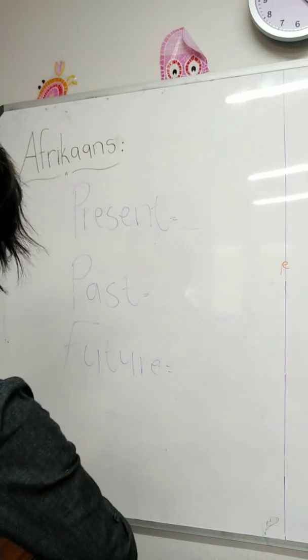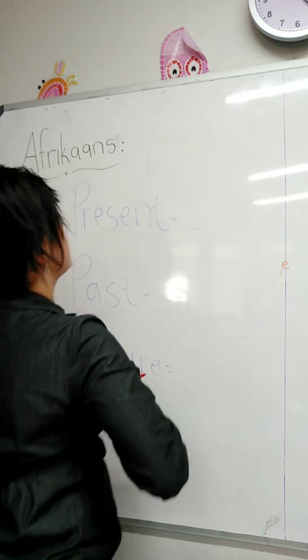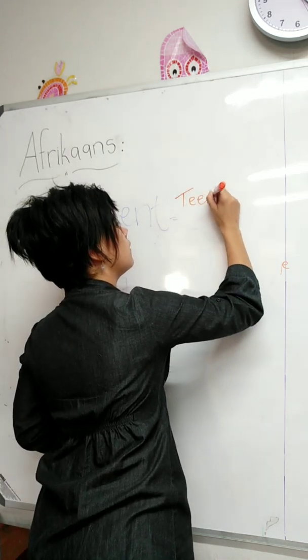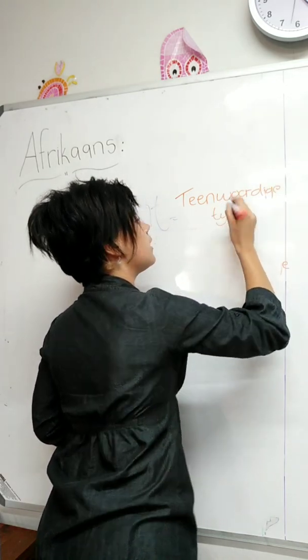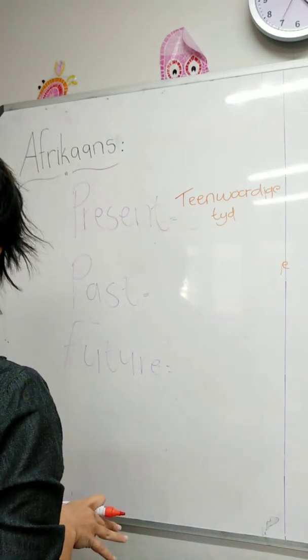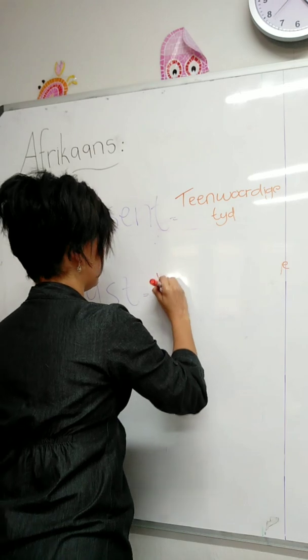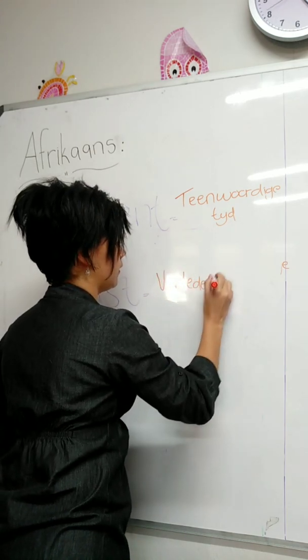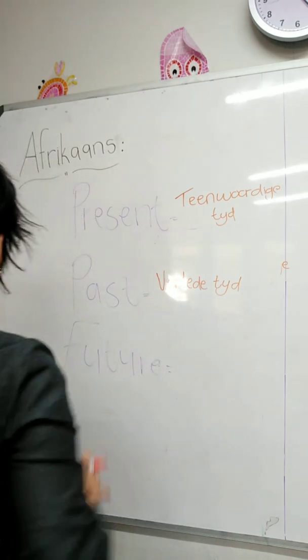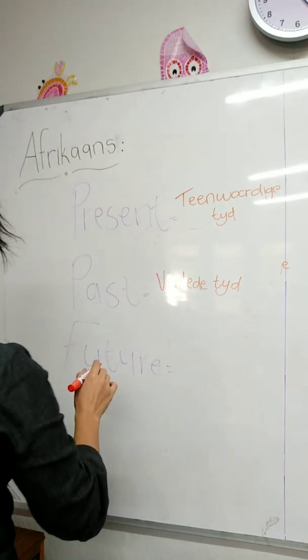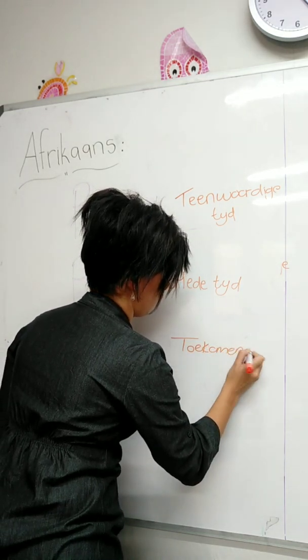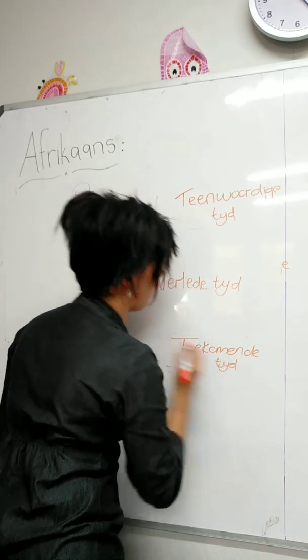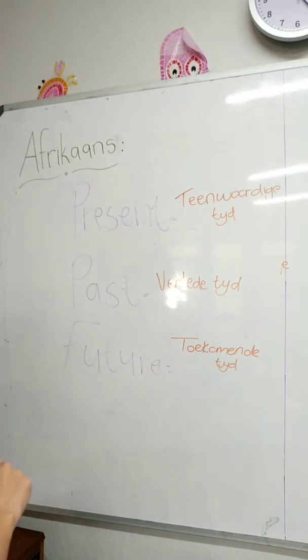Okay, present tense in Afrikaans is teenwoordige tyd. It is happening now. Okay. Now, past tense is verlede tyd. So this already happened. Okay, it is over. And then future tense is toekomende tyd. So this will happen. Okay. Present tense, teenwoordige tyd, past tense, verlede tyd, and future tense, toekomende tyd.